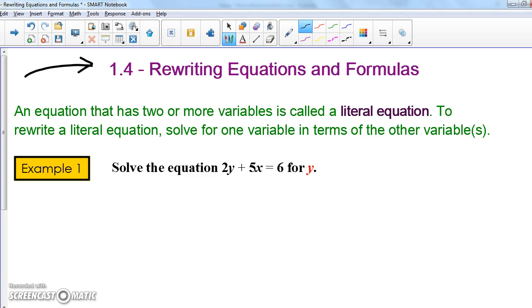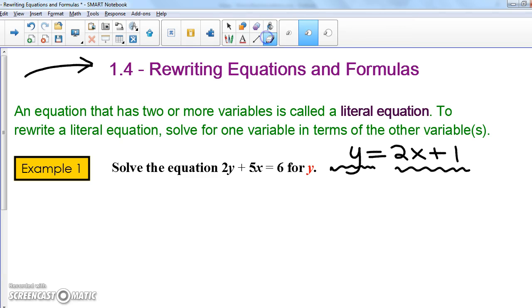Okay, so a little bit of vocab for you. An equation that has two or more variables is called a literal equation. To rewrite a literal equation, solve for one variable in terms of the other. Right, so before we would just solve for y in terms of x, which meant everything that was not y was on the right side, and everything that was y is on the left side, right? So something like this, y equals 2x plus 1, not y is over here, just y is over here. So we wanted to get everything equal to make it look like that.